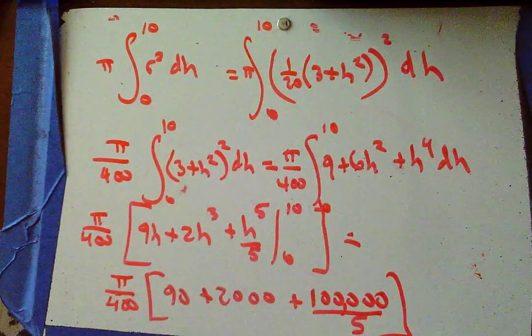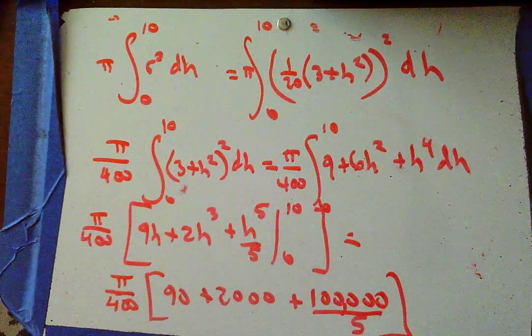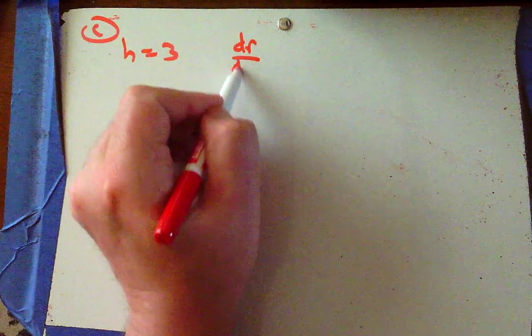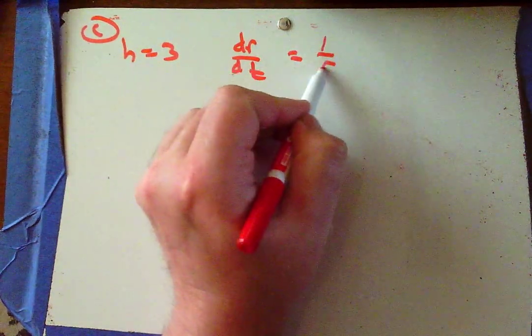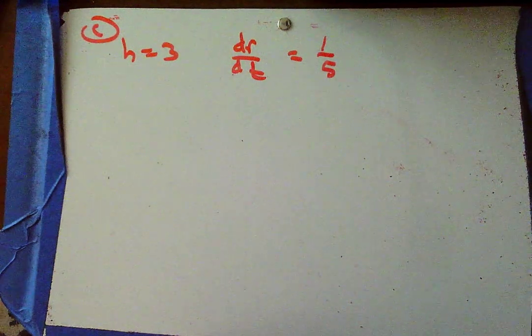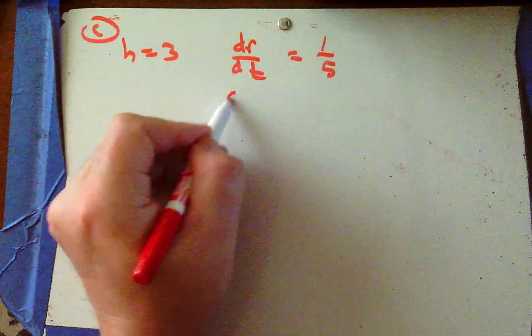Part C. The funnel contains liquid that is draining out of the bottom. Ooh, it sounds like a related rates problem now. What do we want to know? We know that when h equals 3, the surface radius is decreasing by 1/5 inch per second. What is the rate of change in the height of the liquid, dh/dt?